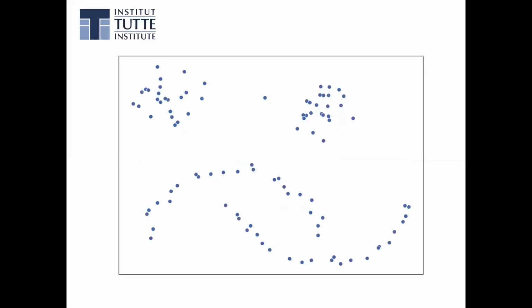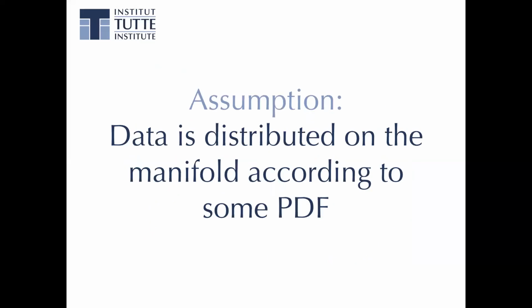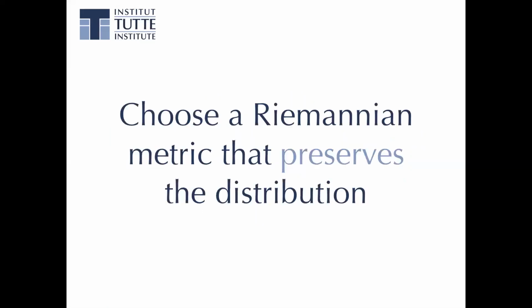Okay, so here's some even more toy data, but it's going to be easier to draw our example on this data set. The assumption that's going to go into this is that the data is distributed on the manifold according to some probability density function. And in fact, this time we're not going to be pushing for a uniform distribution of the data. We want that probability density function. That's the piece of information we're after. So what we want to do is choose a metric that's going to not only preserve that distribution, but in fact, potentially emphasize it to try and sweep away some of the noise that crops up in data.